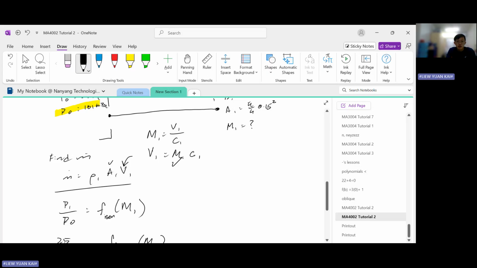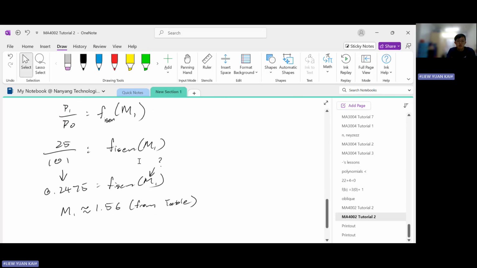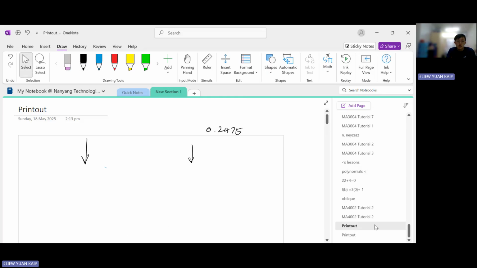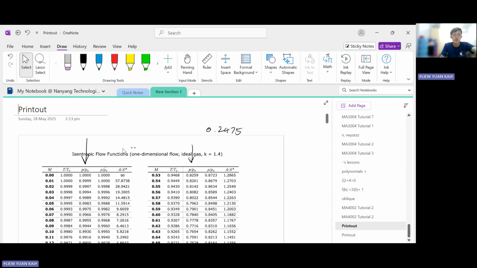So we already found M1, but we do not know what C1 is, right? C1 is given by the square root of KRT1, but we do not know the temperature, so we need to find the temperature at point 1. Okay, so again, you go back to the tables.